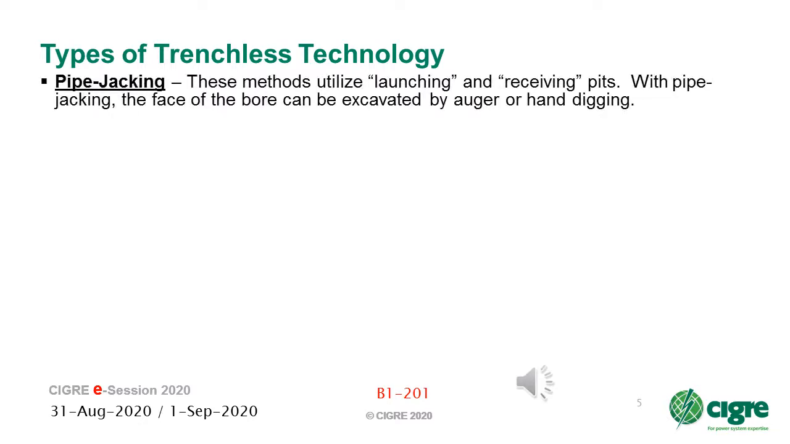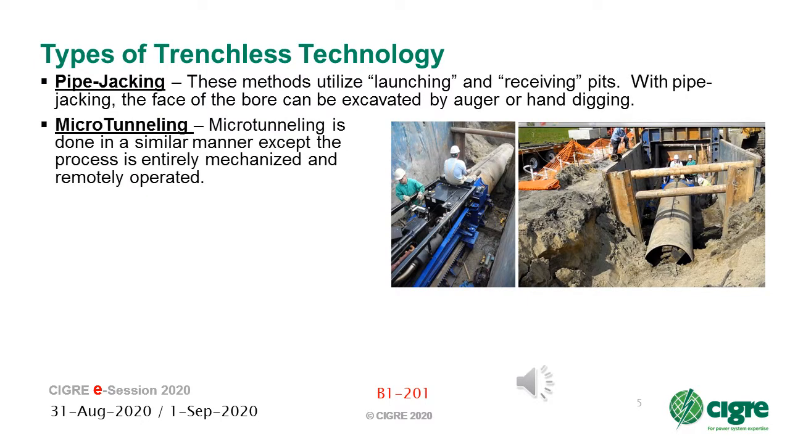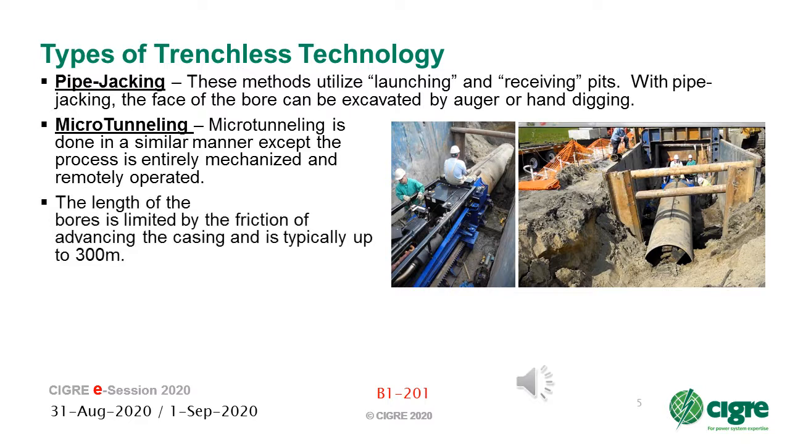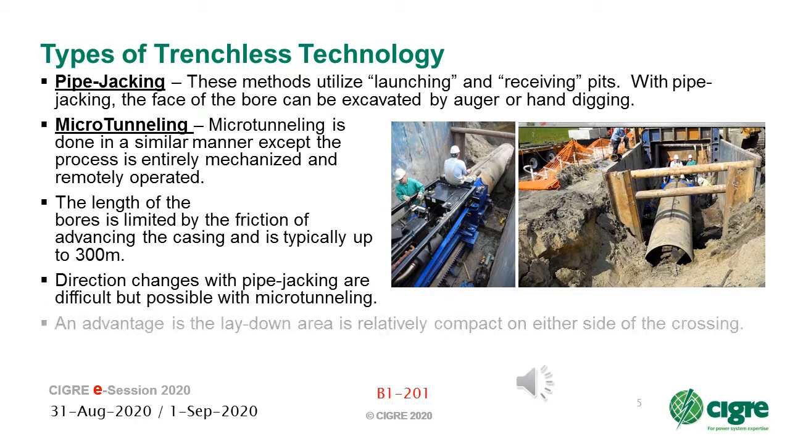Pipe jacking is the first type, which utilizes a launching pit and receiving pit. Between the two pits, a casing is advanced as the face of the casing is excavated using an auger or hand digging, and the spoils are moved back through the casing. Microtunneling is a related technology, except the entire process is mechanized and operated remotely. For both methods, the distance that can be crossed is limited by the frictional forces of advancing the casing, but typically no longer than 300 meters. Microtunneling does permit some minor changes in direction, unlike pipe jacking. An advantage to these methods is that the laydown area is relatively compact on either side of the crossing.